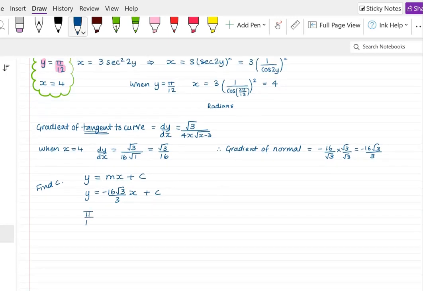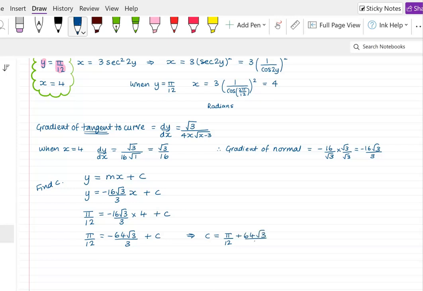So y is pi over 12, remembering that x is 4, so I've got negative 16 root 3 over 3 multiplied by 4, and then plus c. So I know that pi over 12, and if I multiply 16 root 3 by 4, that's going to be negative 64 root 3 over 3 plus c. And then I can see that if I add 64 root 3 over 3 to both sides, I can see that c is going to be equal to pi over 12 plus 64 root 3 over 3.